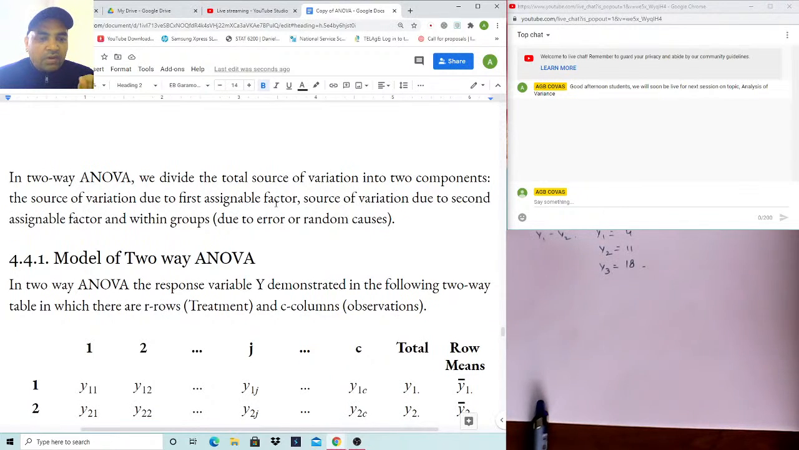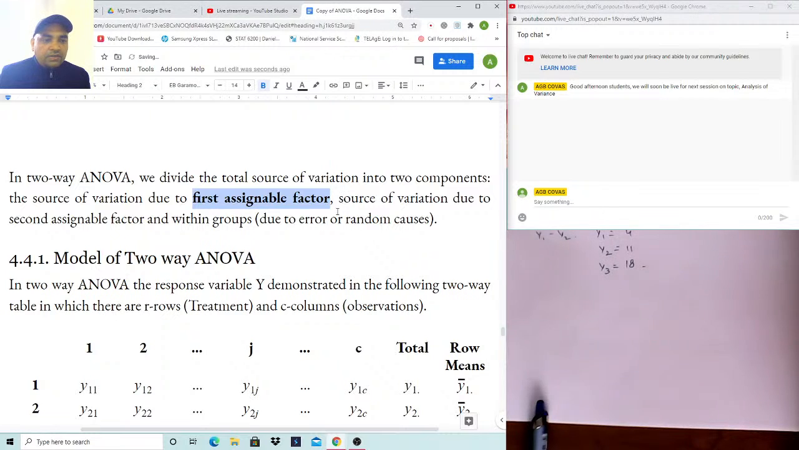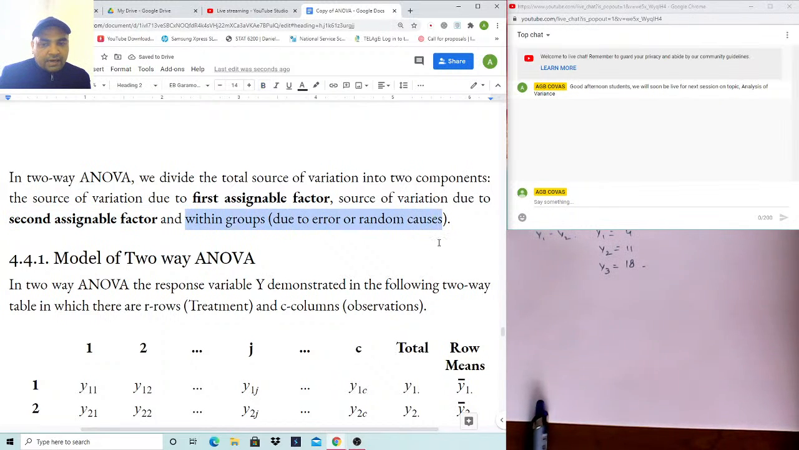So in two-way ANOVA, we divide the total source of variation into two components. First will be the source of variation due to the first assignable factor, that is factor 1. Then the source of variation due to the second assignable factor, and then within group or due to the error. Earlier we were having only one assignable factor, so we were telling that as due to assignable factor and non-assignable factor. Now it is first assignable factor, second assignable factor, and within groups.